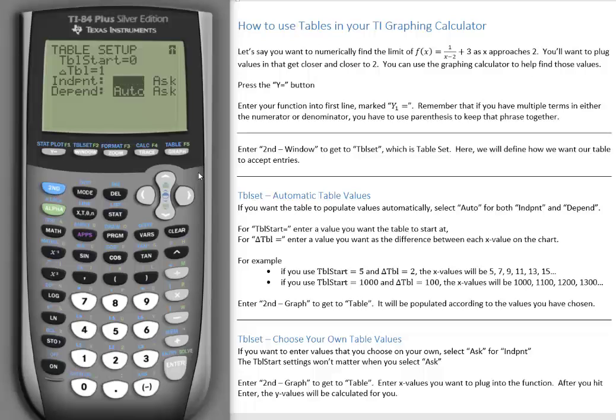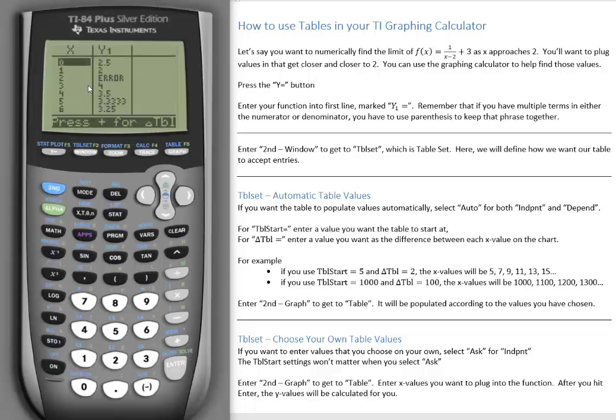Let's go to second table, and you can see we're plugging in numbers, but when it plugged in 2, it got an error. That's because when you plug in 2 to this function, my denominator is 0, so there is no value there. And we continue seeing all these values here. What happens if we plug in different numbers?